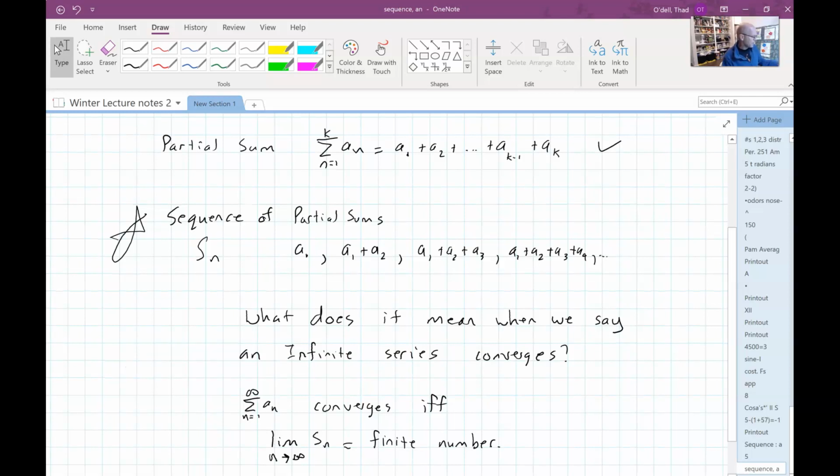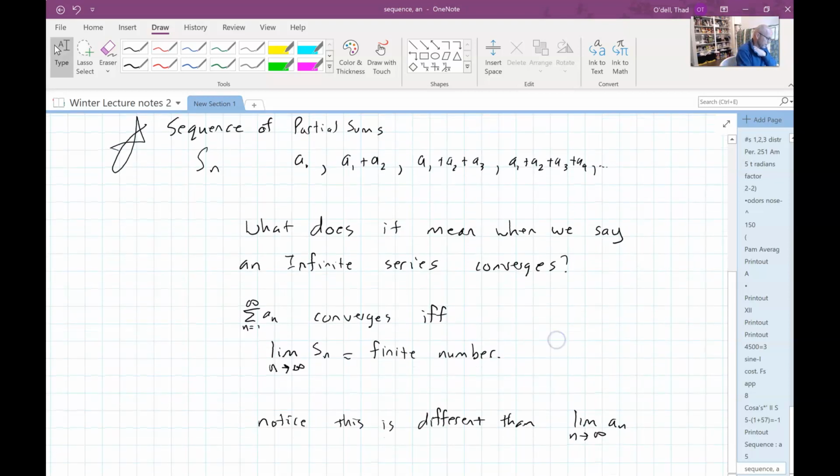Because, again, if you're adding up an infinite number of things, then how could it converge to anything? Because you're just going to keep adding and adding and adding, right? So what it means when we say an infinite series converges is this notation, which means "if and only if." So it means this is true if that's true, and vice versa.